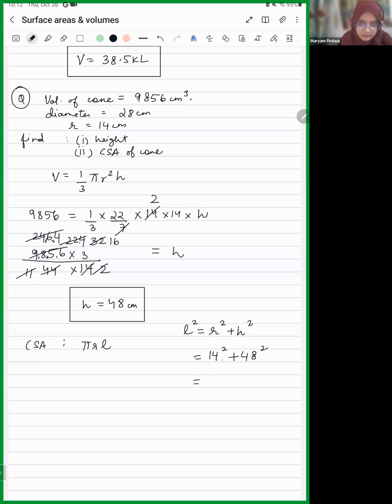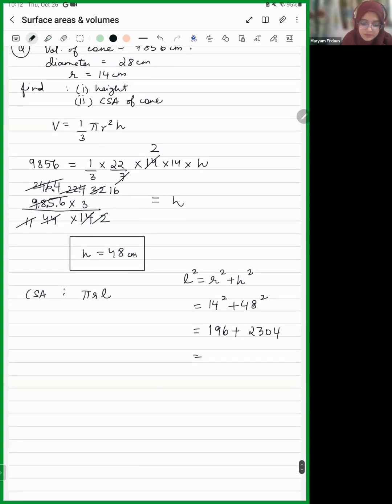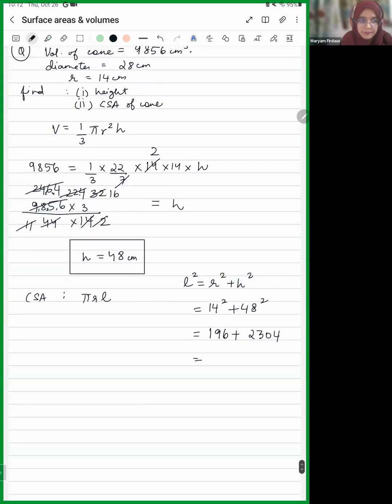Ma'am, is it 2304? It is, yes, 48 square is 2304. And 14 square is 196, right? Then when you add them, what does it give you? Ma'am, 2500. Yes, 2500. So this is L square. Then what will L be? Root of 2500.